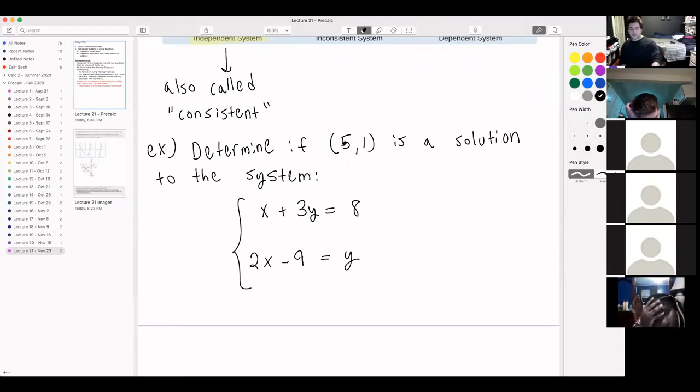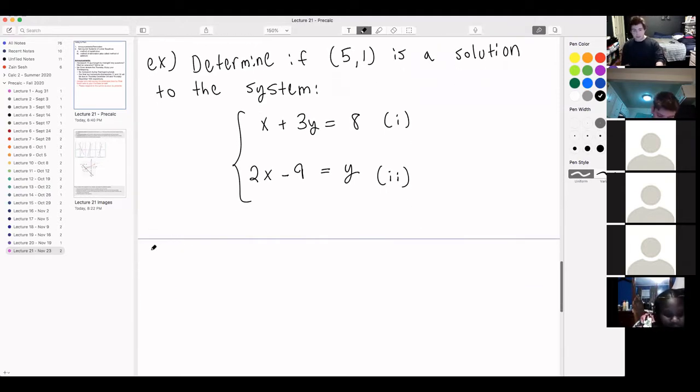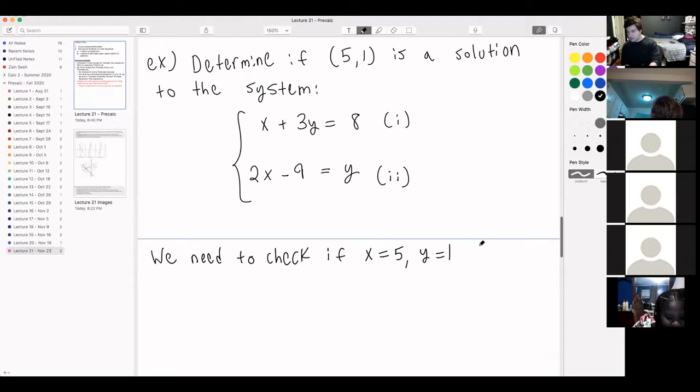Okay, and for convenience, I will very often give a name to each of these equations. For instance, I'm going to call the top one (i), a lowercase Roman numeral, and the bottom one (ii). I will do that in almost every example. So how do we do this? Well, all we need to do is check if x equals 5, y equals 1 solves both equations, both, not just one. They need to satisfy both equations.